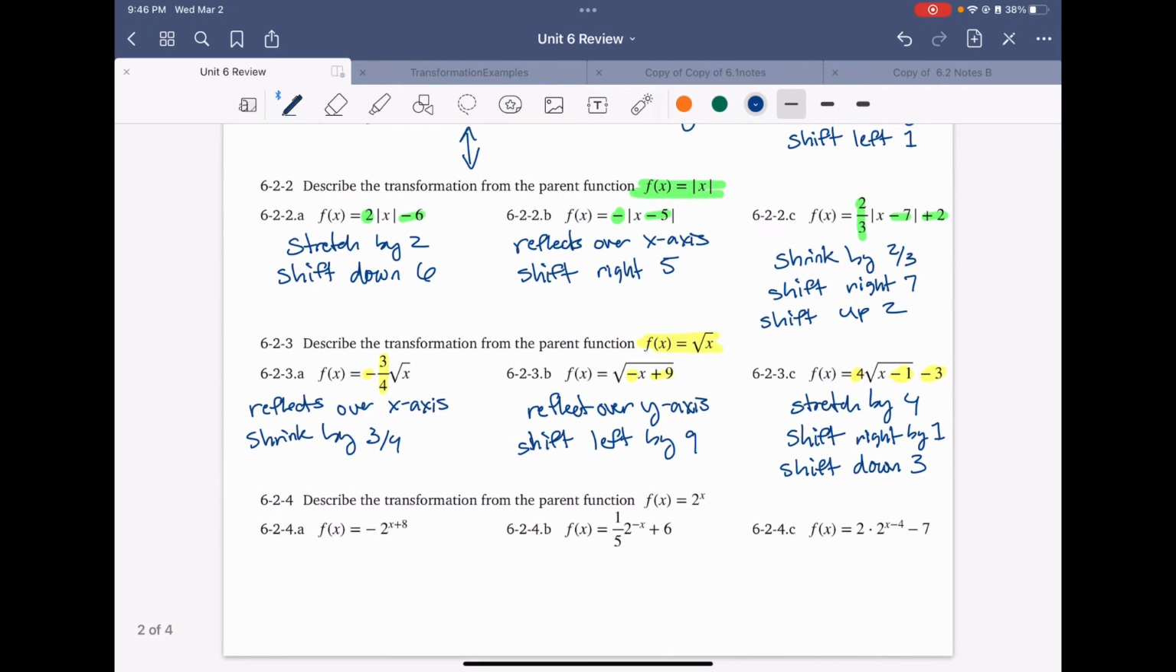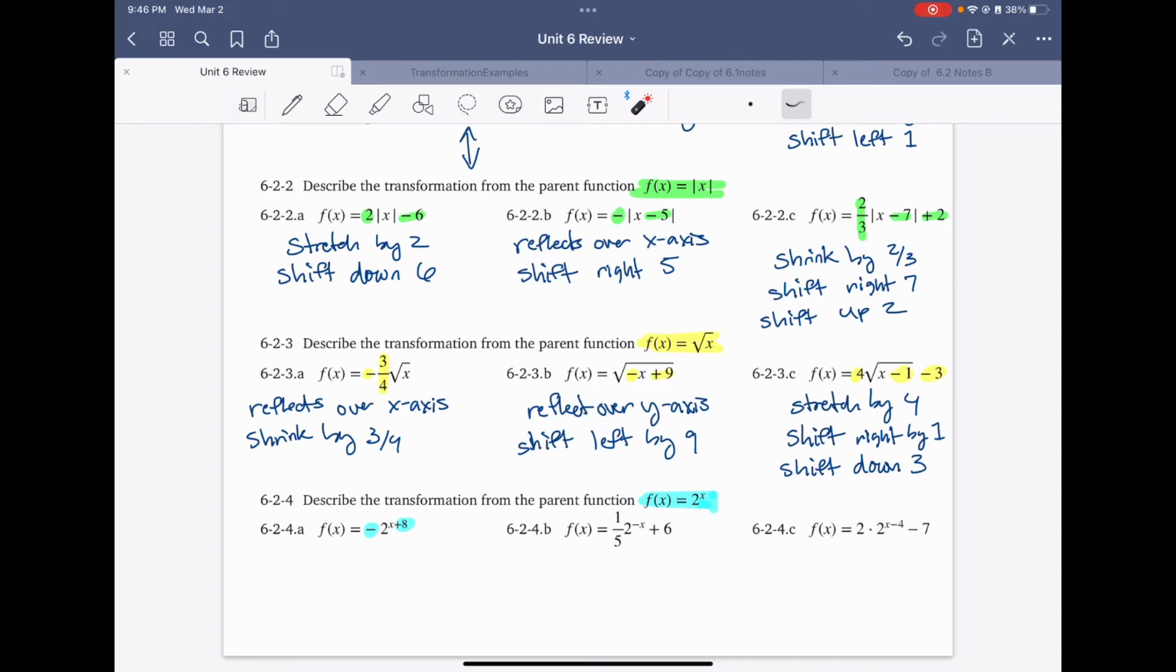All right, last one. These are the ones where our parent function is 2 to the x. So again, the basic function is 2 to the x. So we're looking for what's different from 2 to the x. So looking at the first one, this negative sign is different and this plus 8 is different. Some people, they see this 2 right here and they think it's different. They think it's maybe a stretch that it's being multiplied by 2. But I already have a 2 in my equation, so that 2 is not a change. That's part of the original parent function, so it's not a change.